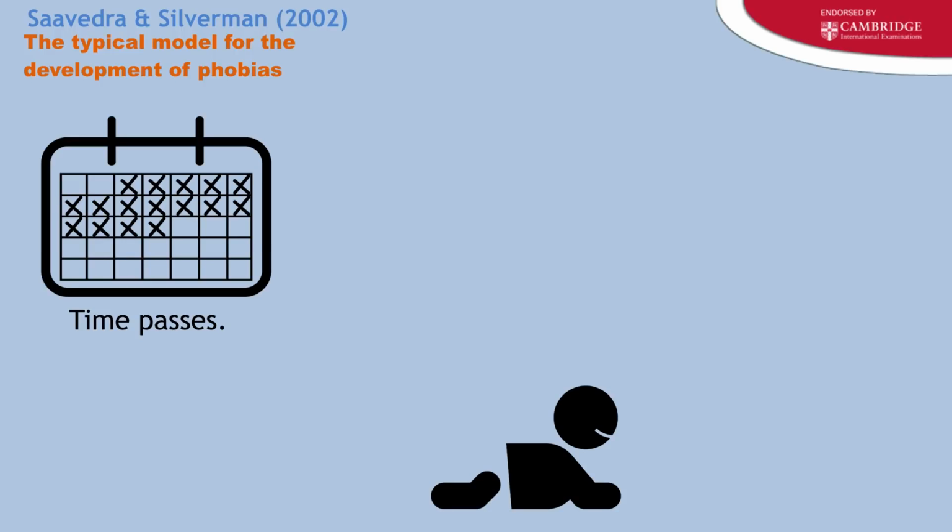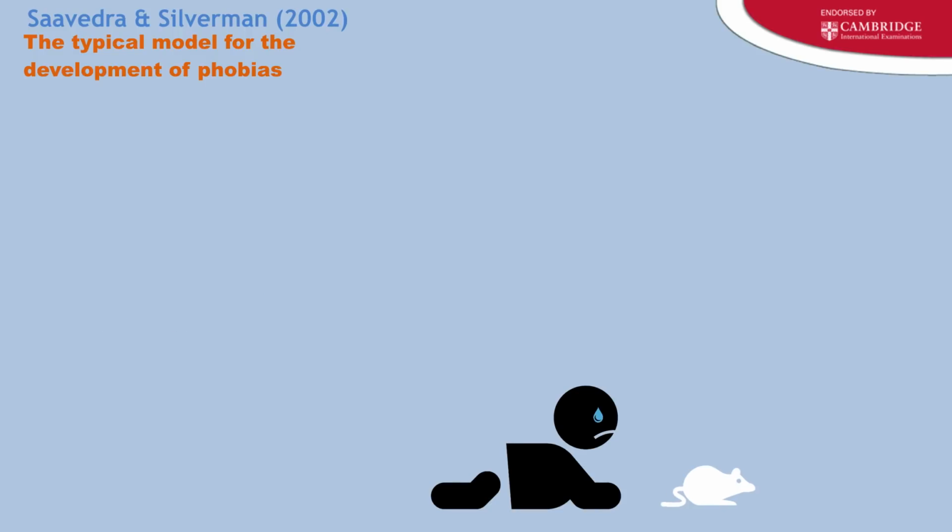Few months pass. We put a rat in front of Albert. Albert starts crying. We put a fluffy bunny in front of Albert. He is still crying. We put a Santa Claus mask in front of Albert. He is still crying.